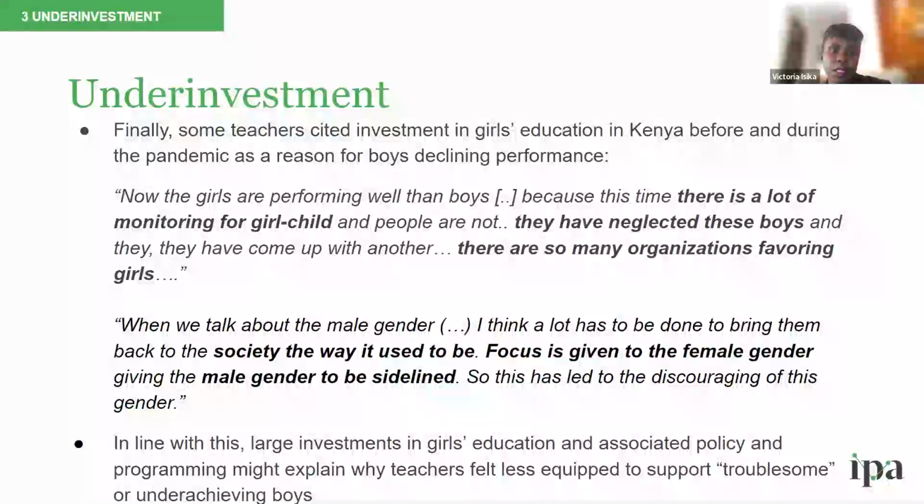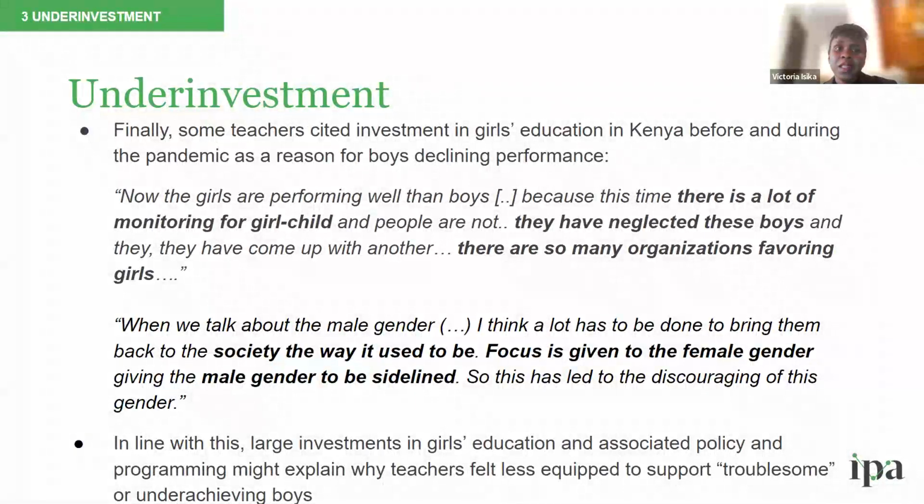There are two quotes here that we put. The first one, of course, suggests that there's a lot of monitoring for the girl child, like organizations are really favoring girls by way of investing in their education and therefore neglecting boys' education. And then similarly, another quote from a different teacher suggests the same, that there's a lot of focus on the female gender, and so the male gender tends to be sidelined in the process.